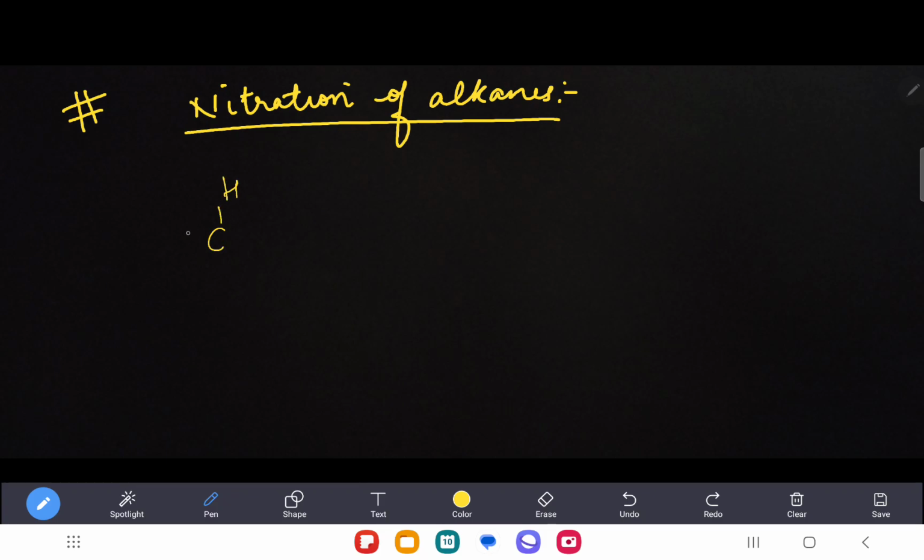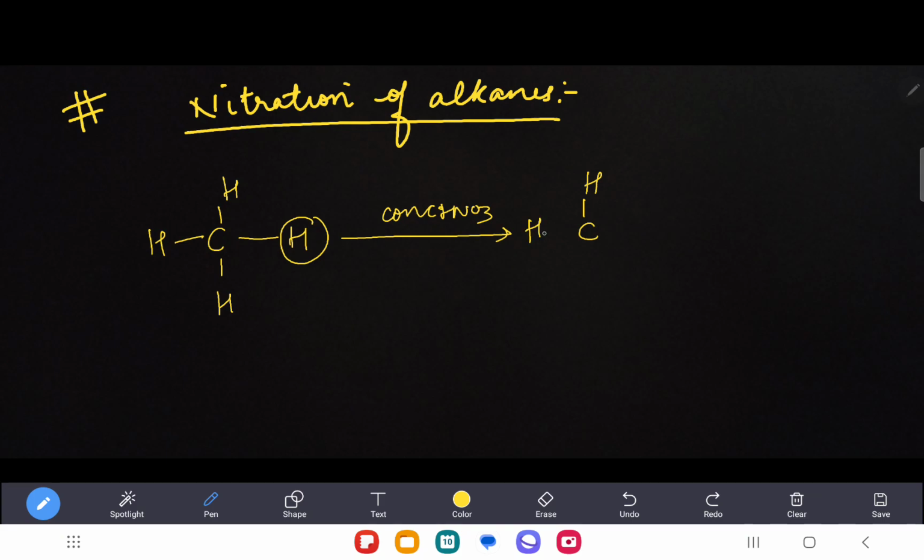So you have methane, CH4, and if you add concentrated H2SO4, and if you add not just concentrated H2SO4, only concentrated HNO3. So HNO3 would do what? It is going to replace one H and substitute the nitro group. So you will have NO2. So you will have nitromethane. And this was methane. You understand?